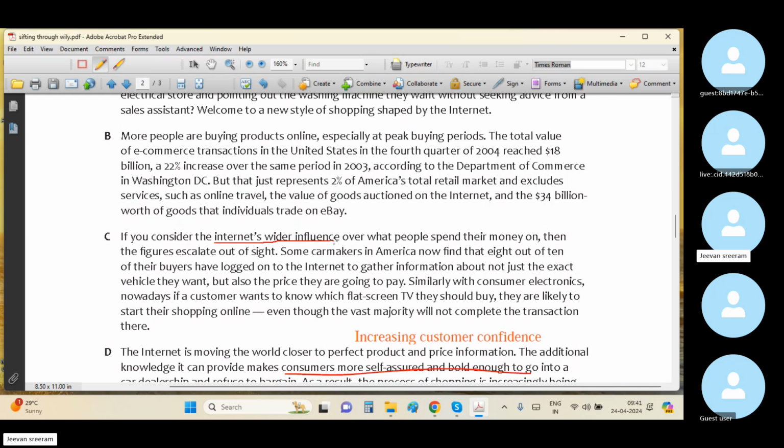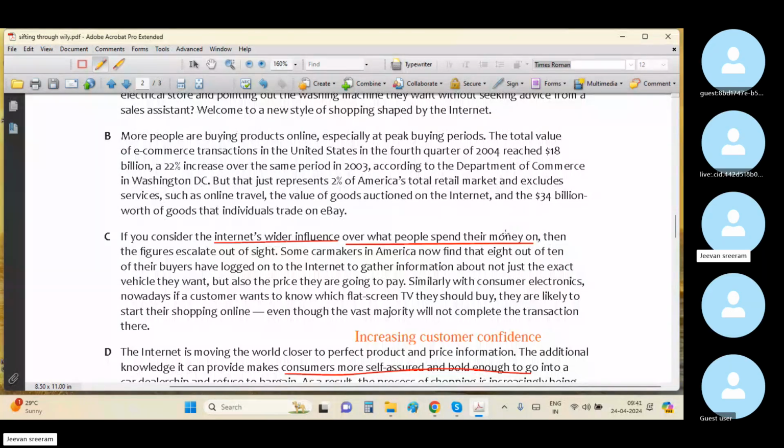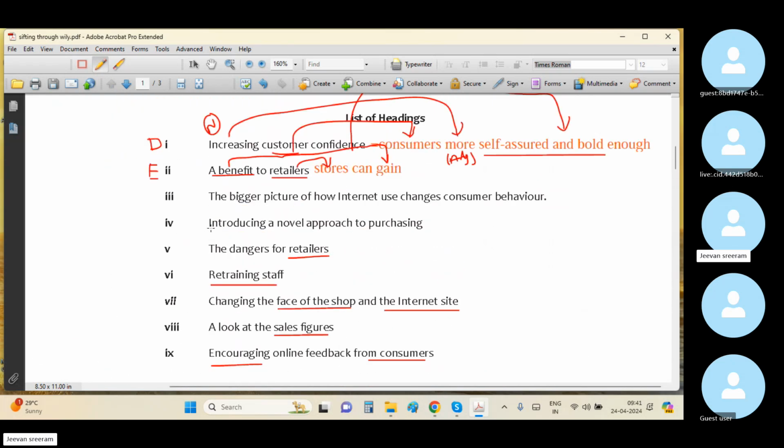Internet's wider influence here changes what people spend their money on. People's spending behavior, purchasing behavior. Consumer behavior is their behavior of spending money. People spend their money on. Internet's wider influence: the usage of internet, how it is influencing people, changing their consumer behavior. So this is the one. Let me copy this heading first.